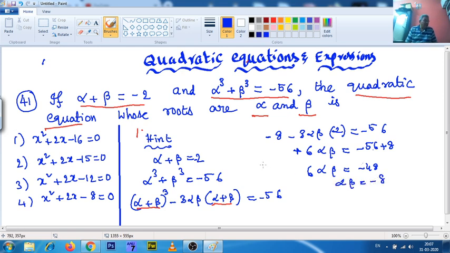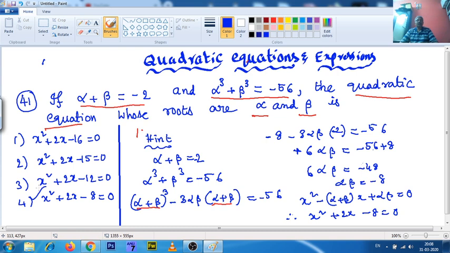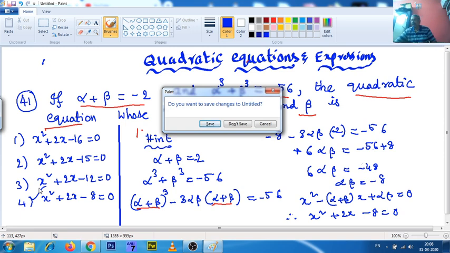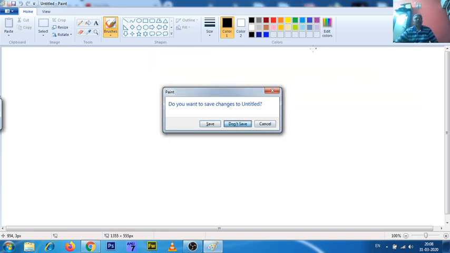As we know, the equation in terms of the sum of the roots and product of the roots is given by x square minus alpha plus beta into x plus alpha beta equals 0. Let it be substituted. Therefore, x square plus 2x, because alpha plus beta is minus 2, minus into minus is plus, minus 8 is equal to 0. So exactly correct you are. The fourth option is the right option. Now let us move to the next question.